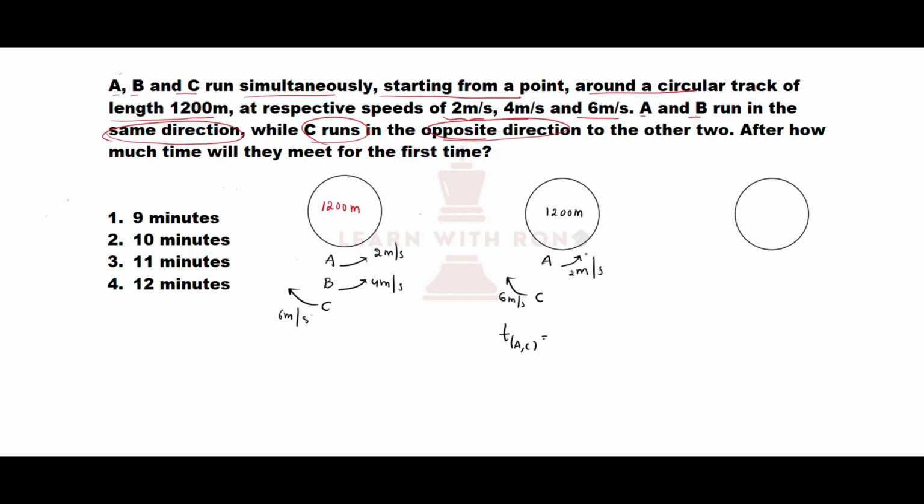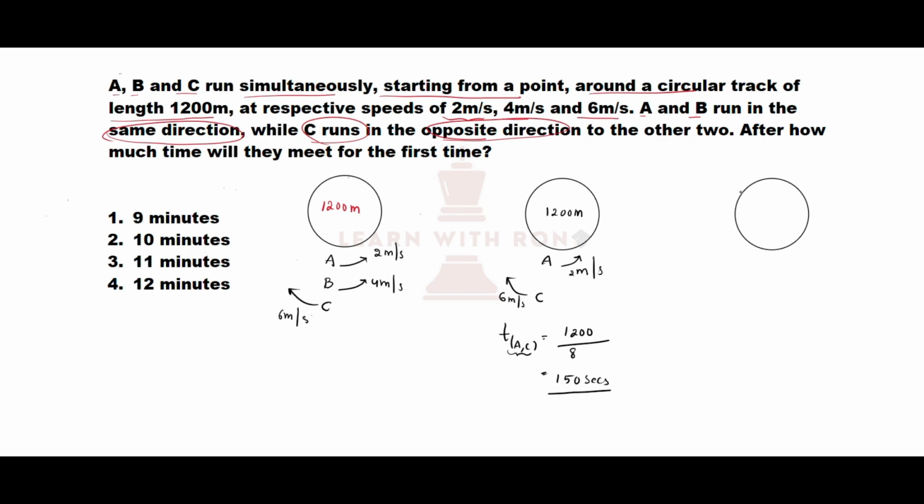We know that time is equal to, what is the distance here? 1200 by relative speed. A and C are opposite, so 6 plus 2, 8. 1200 by 8 is nothing but 150 seconds. So, for every 150 seconds, A and C will meet.